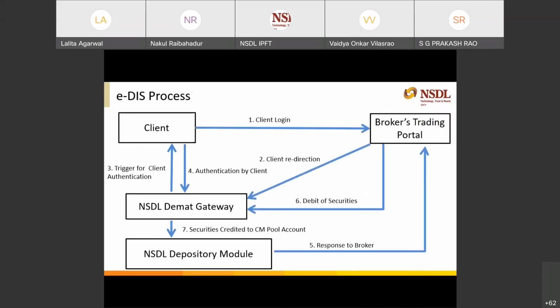So this is a pictorial, graphic representation of the whole thing, wherein the client can log in and use the NSDL demat gateway system and the depository module. So first the client logs in. Okay, the client is redirected to the NSDL gateway system. Once he is redirected, there is a trigger for client authentication. Once the client authenticates the instruction, automatically a response is sent to the broker. It goes to the broker portal and automatically the securities are transferred by way of debit from your account. So electronically, the entire transaction gets completed.